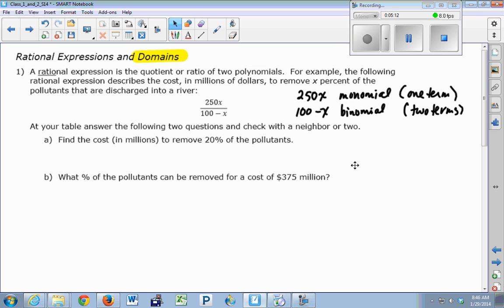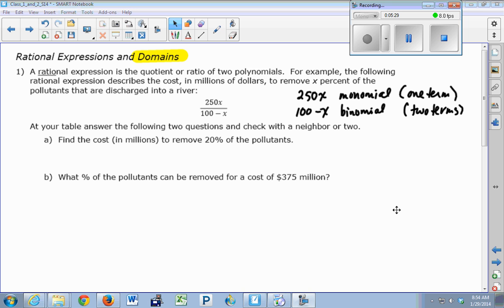So work on those at your table. I'll give you some time to check with someone at your table, and when your table has a consensus on the two answers, put up your flag. So let's take a look at this. There's a couple of reasons why I chose this problem.